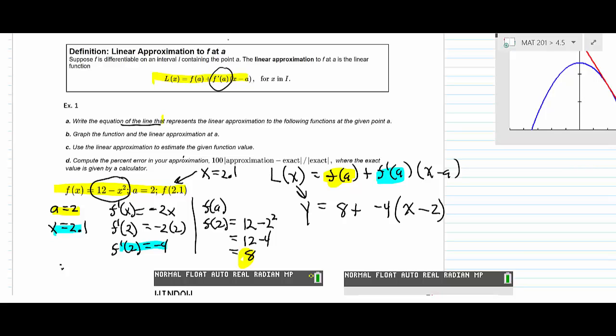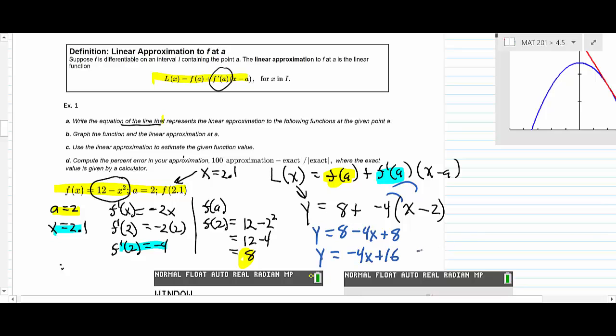Okay, so what we have is, it looks like you would have y equals 8 minus 4x plus 8. So that would give y equals negative 4x plus 16. And what this is really doing is this gives you an equation of a tangent line at x equals 2. You already know how to do that.